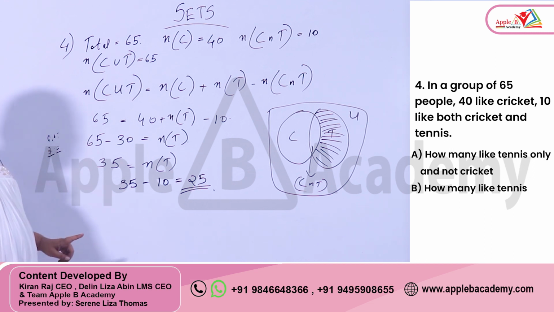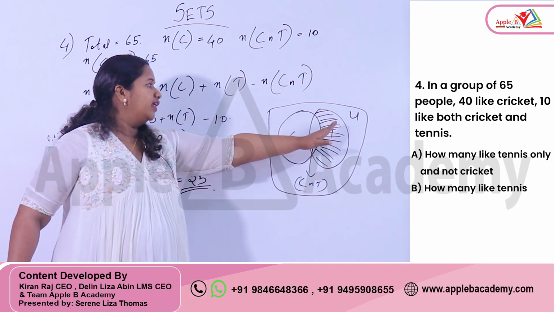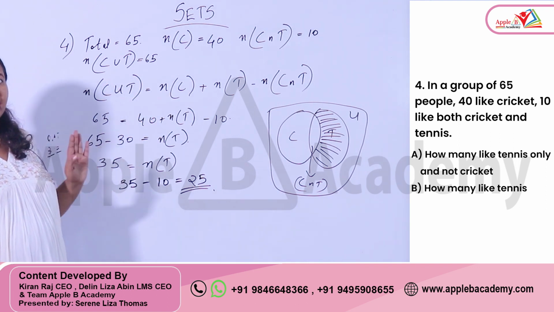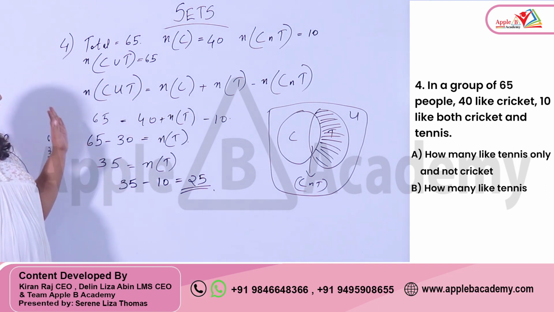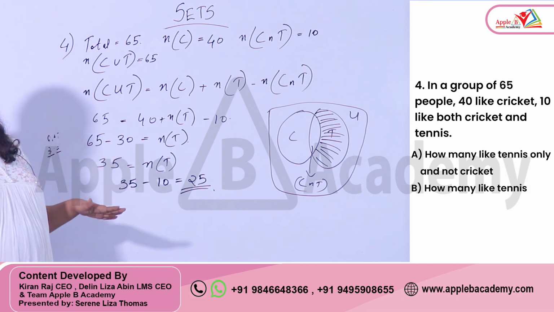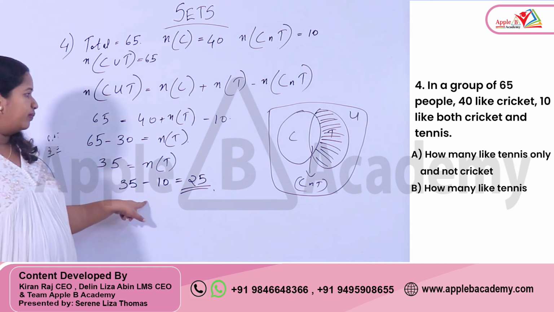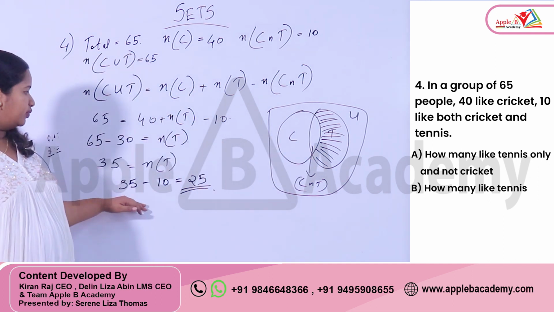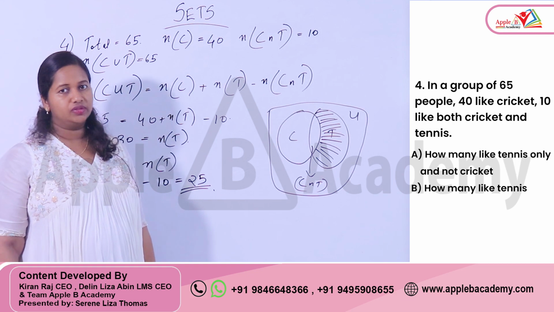Now we need to find this shaded region, the number of people who like tennis alone and not cricket. So that is 35 minus 10, where 10 is this common area. We subtract 10 from 35 and we get 25. Okay.